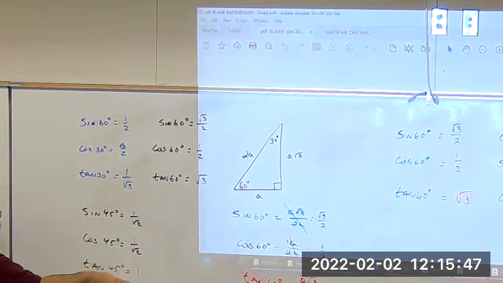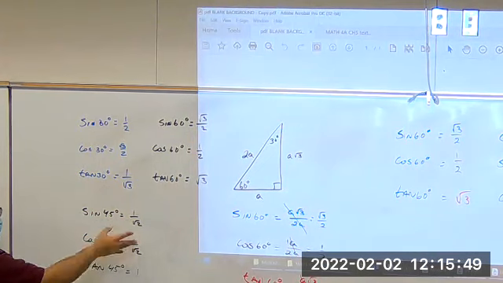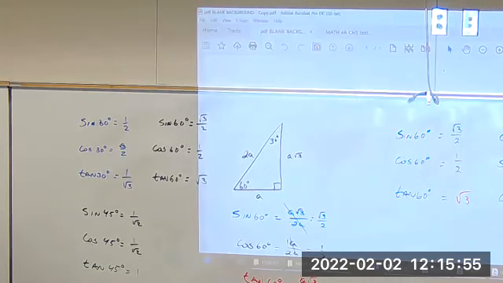Now, that has nothing to do with these guys over here because 45 is not in that triangle. But what's the connection between the 30 and the 60? It's a word we actually came across in 501.